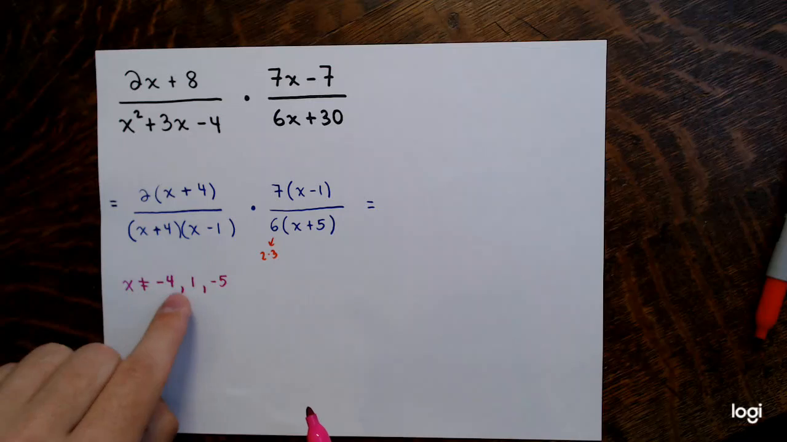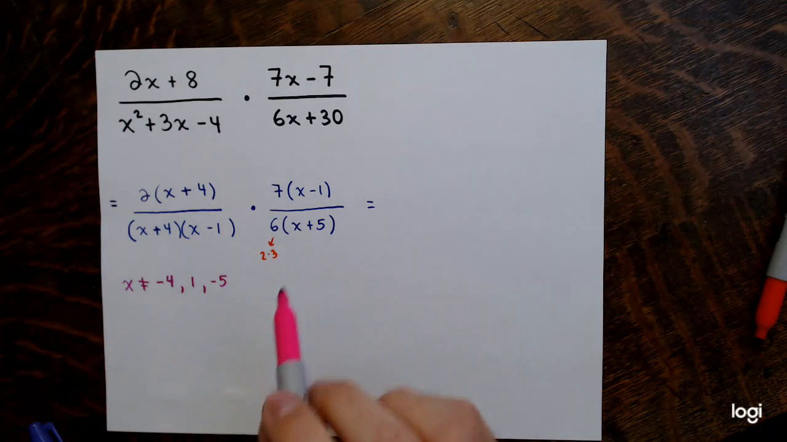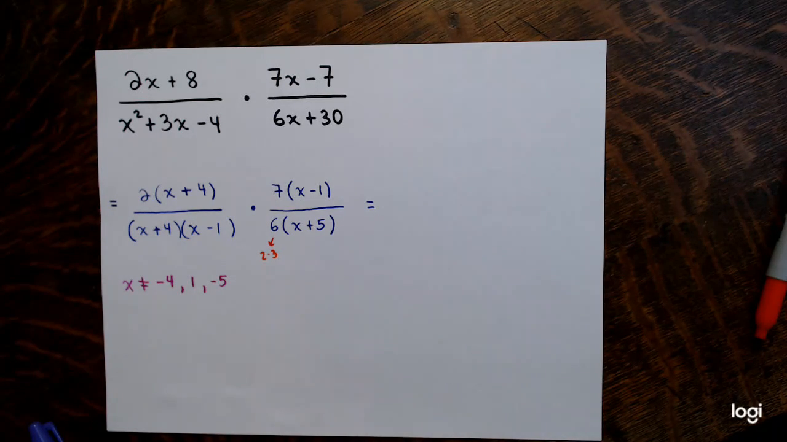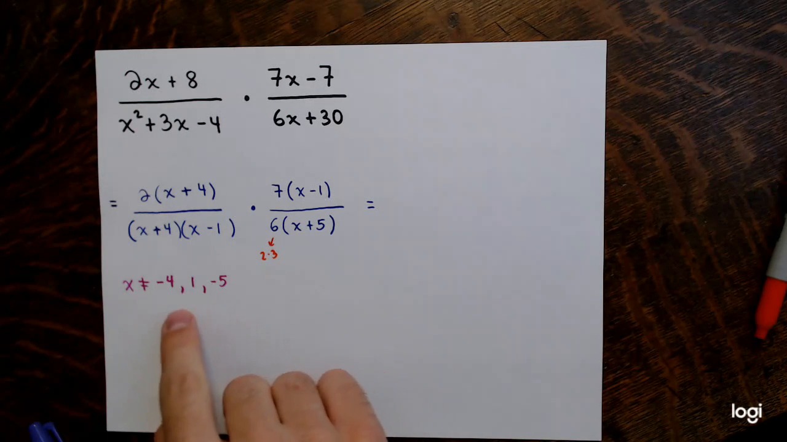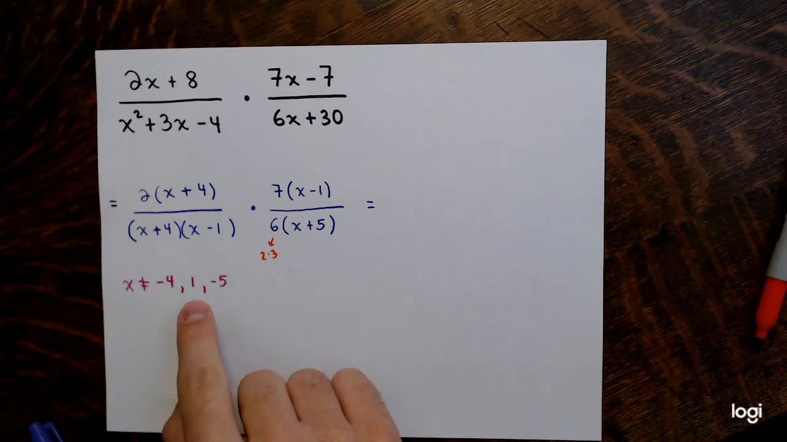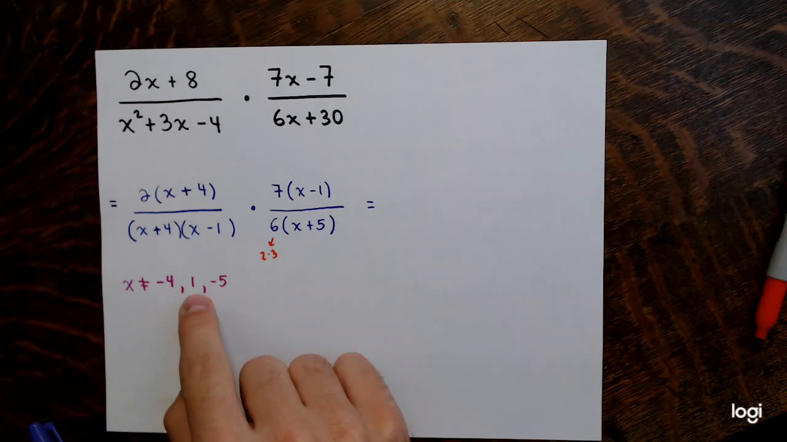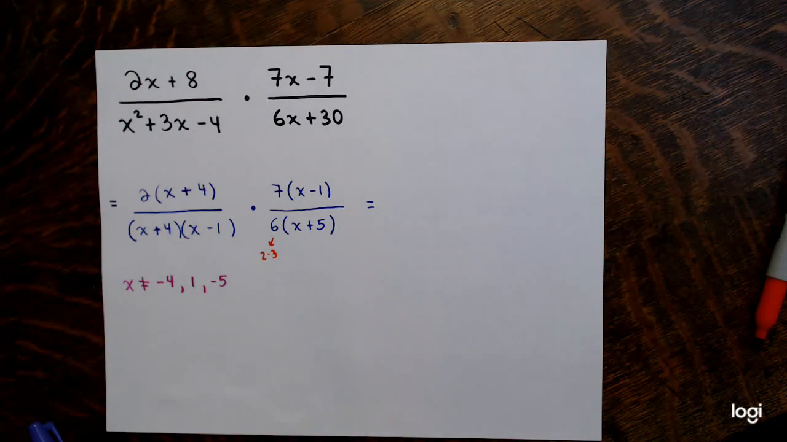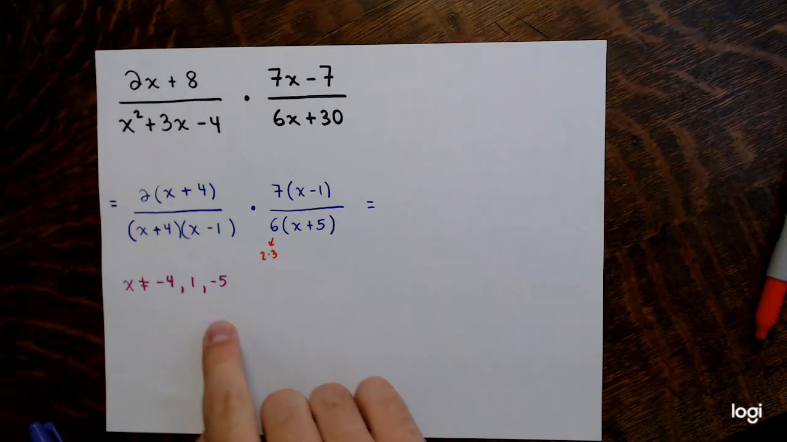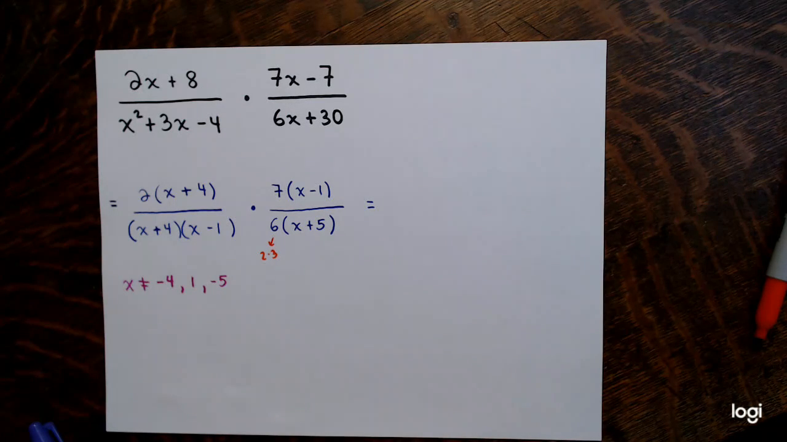So here are 3 values that would make this undefined, make me divide by 0, and I don't want that. But you can plug in anything else you wish. You can plug in 2, 3, 8, 18, a million, a billion, a third, negative 16, whatever. As long as it's not one of these 3, you're allowed to plug it in.